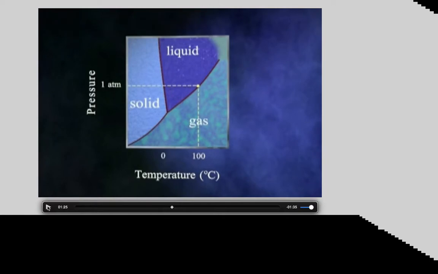And guys, did you pick up on the idea that normal simply means at 1 atmosphere of pressure?